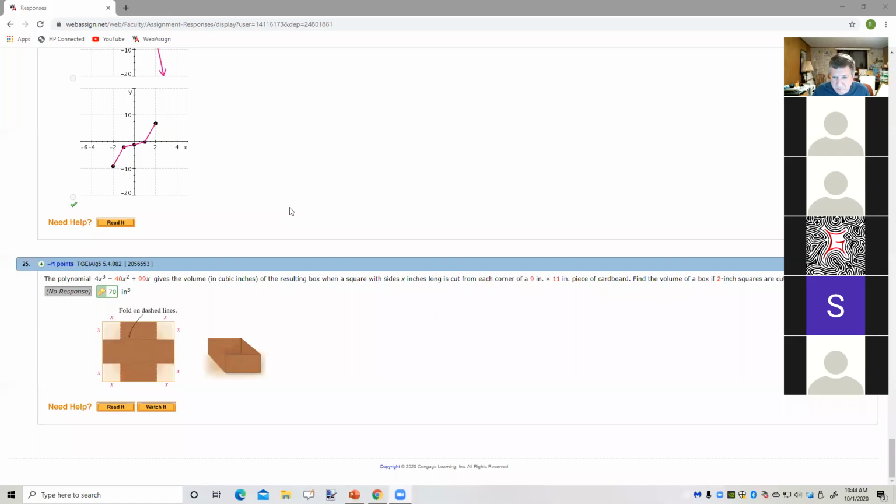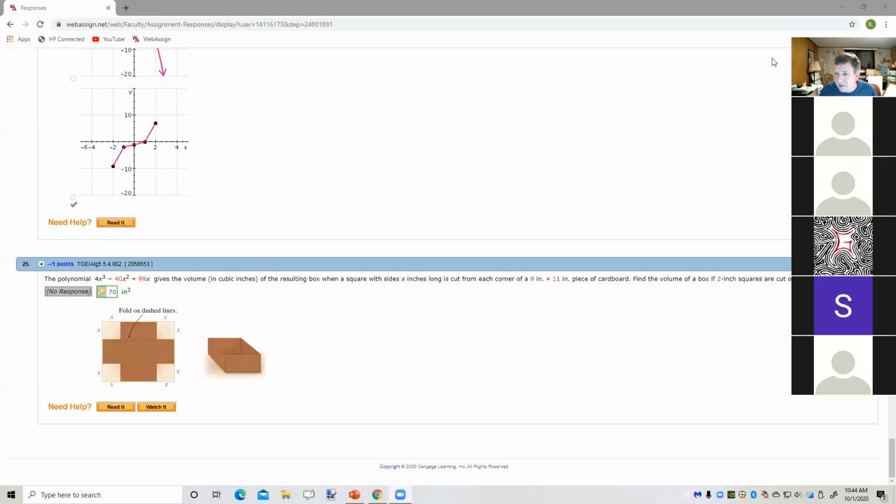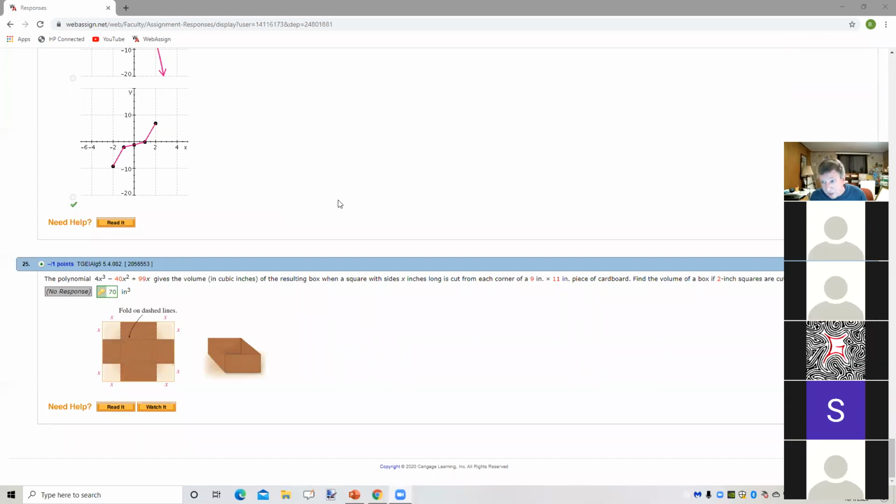So there it is. All right. The only reason I ask is because sometimes people have done the problem, they've got the wrong answer, and I don't want to show everybody they got the wrong answer if they care, but you haven't even done it yet, so there you go. Cool. All right. So the polynomial 4x cubed minus 40x squared plus 99x gives the volume in cubic inches of the resulting box, which is there on the right. Okay. Right over here is the box.